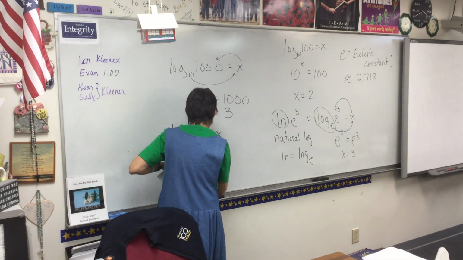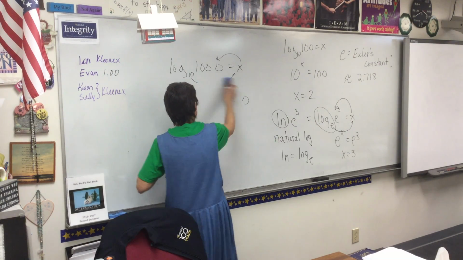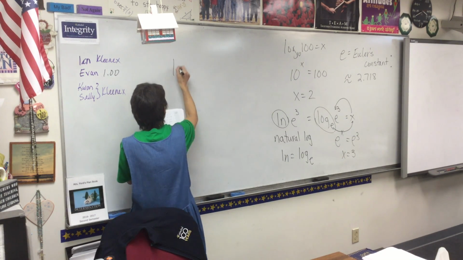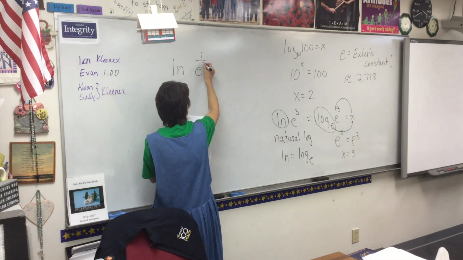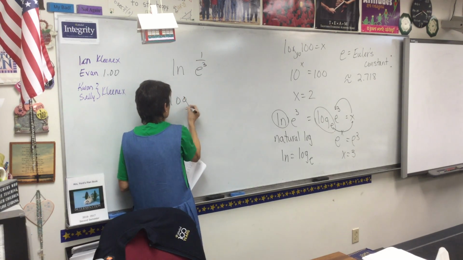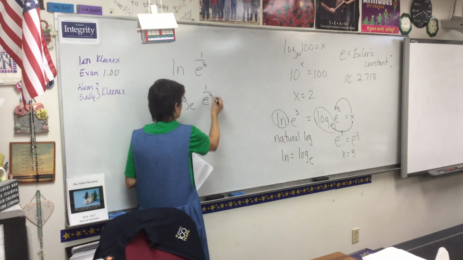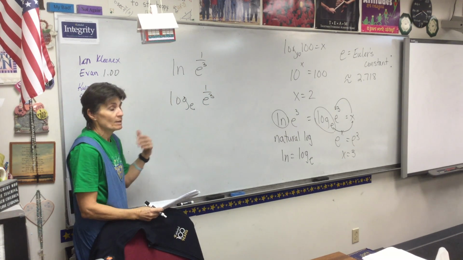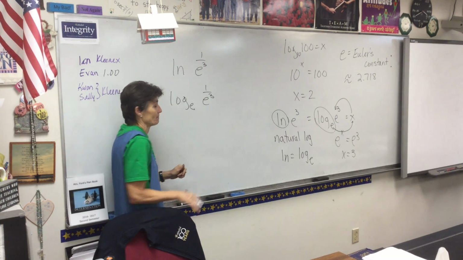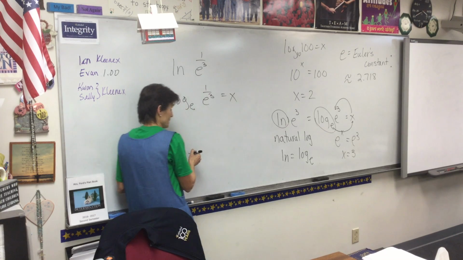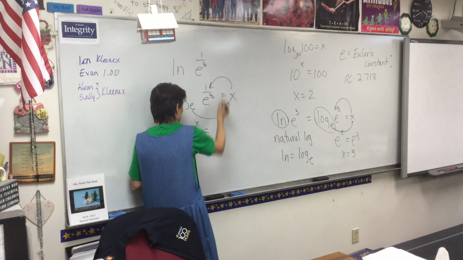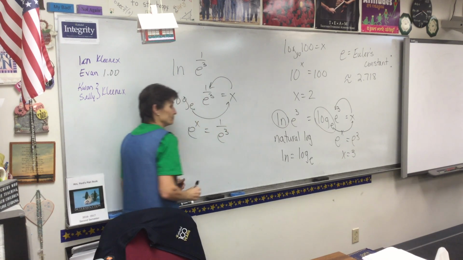I know this is a lot. You've done some of this before. Try to pay attention. Let's look at 6. It's another ln problem. I'm immediately going to think of it as log base e. That works for me. You may not need to do that, but that's what I'm going to do. Now I'm going to loop-de-loop. E to the x equals 1 over e cubed.